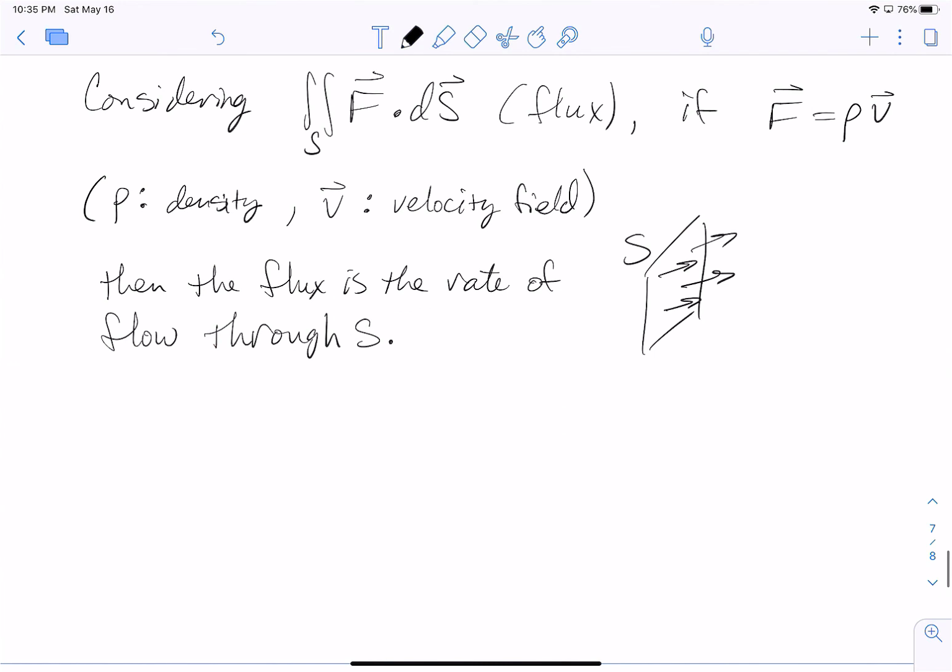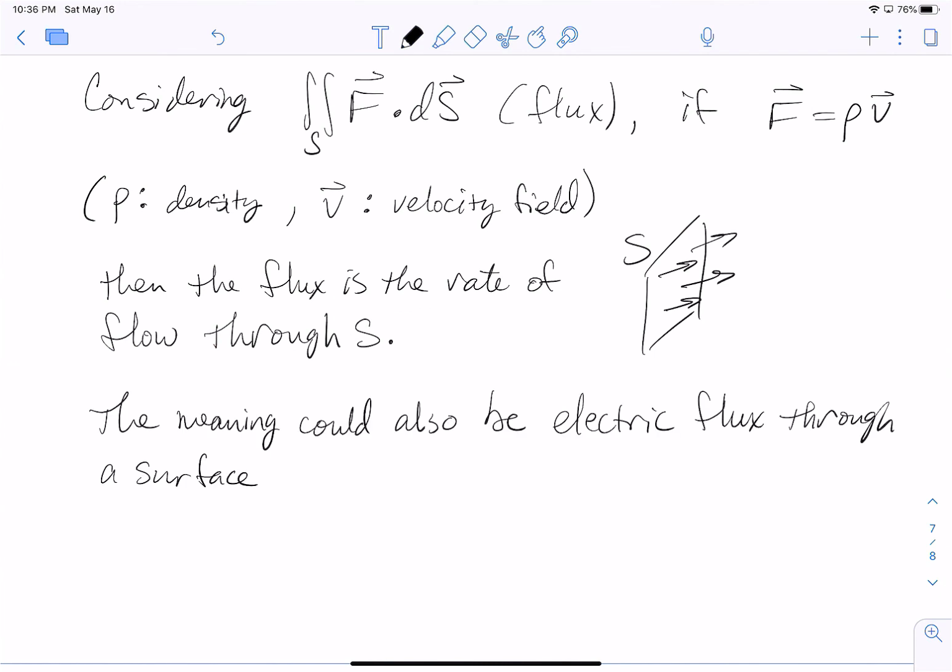The meaning could also be electric flux through a surface or heat flow across a surface. Of course, that surface is given by S. So the meaning of flux is context dependent. It depends on what the vector field is. And this is more in the vein that this chapter was developed by physicists. Its applications are physical.